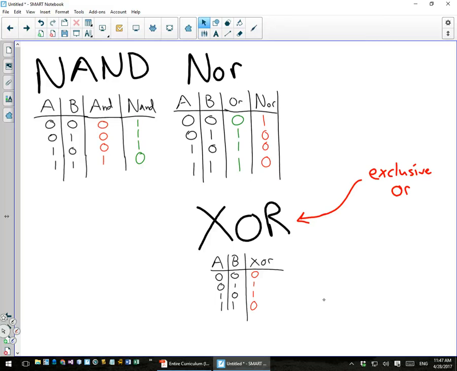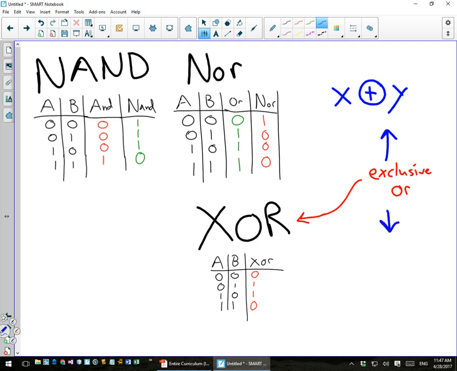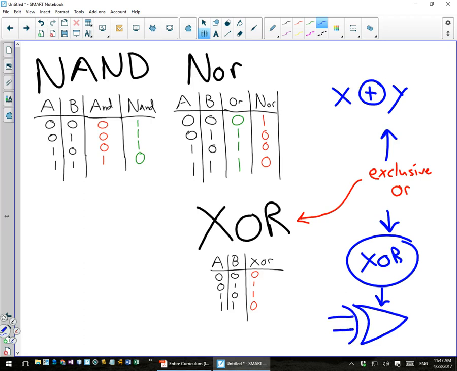The symbol for XOR is this. That's the math symbol for it. It looks like OR, but we put a circle around it to make it exclusive. The symbol to draw it in circuitry is just a circle with the word XOR in it, like this. But the proper symbol again looks like the OR symbol, like that rocket ship, but it's got a little extra line right there. That's the exclusive OR symbol.